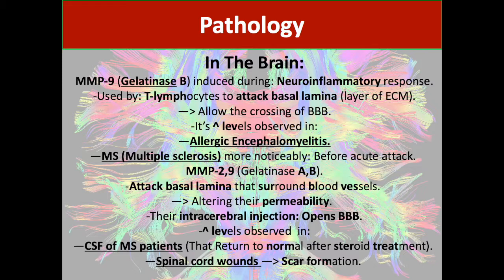MMP2 and 9, or gelatinase A and B respectively, attack the basal lamina that surrounds blood vessels. In this way, they alter their permeability. Their intracerebral injection opens the blood-brain barrier. Also, increased levels are observed in CSF, cerebrospinal fluid, of MS patients that return to normal after steroid treatment, and in spinal cord wounds that lead to scar formation.